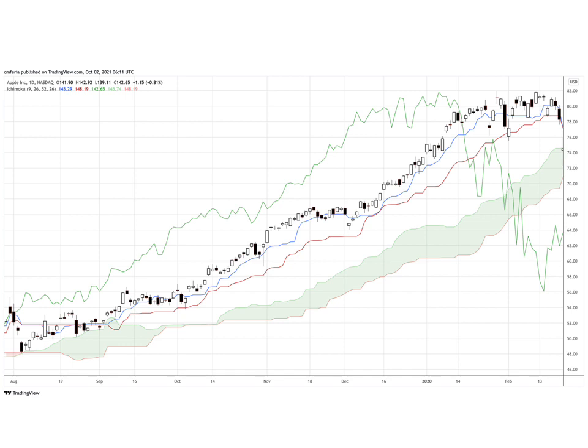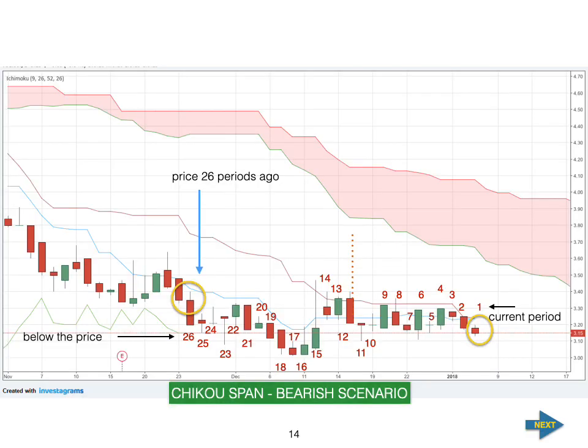The third element is the Chikou span, which is also known as the lagging line. The Chikou span is used to confirm trends, momentum, and support and resistance levels. The Chikou span is the closing price plotted 26 trading days behind. So this line compares the current price to the price 26 periods ago.